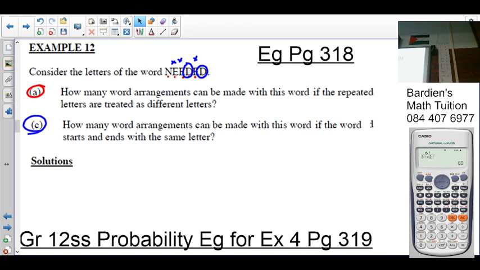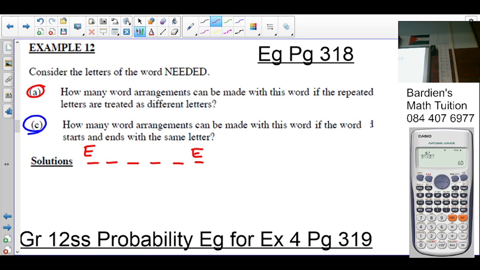Okay, so what scenario will prevail here? Firstly, it's a six-letter word. Okay, and it can start with E and end with E. Not so? Then what are we left with if it starts and ends with an E? N, D, E, D. Not so? So, how many options do I have, this is now C, eh? How many options do I have for the first box? One. Not so?